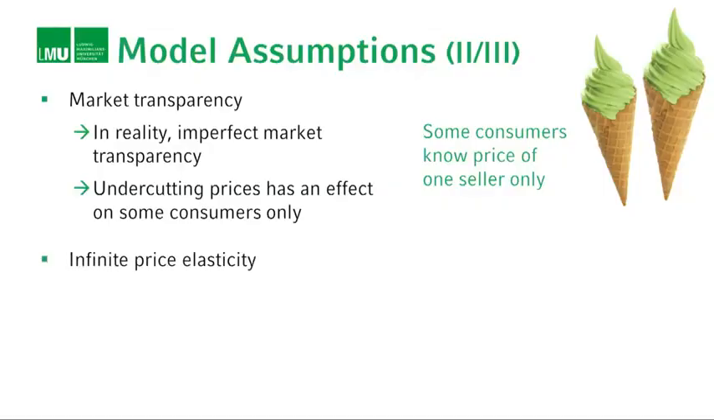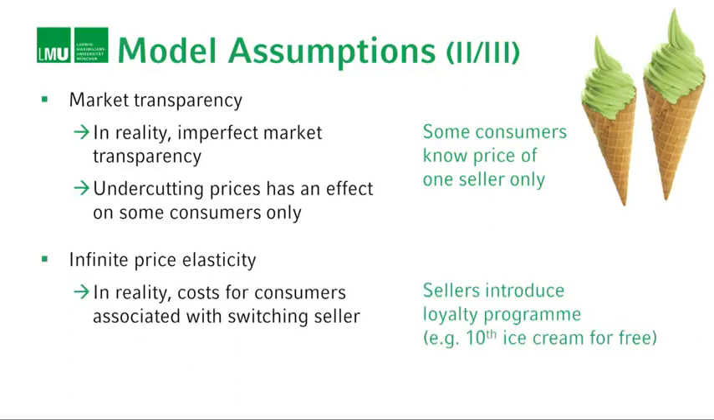We assumed infinite price elasticity. So in reality, if we think about this, there are costs for consumers associated with switching sellers. So sellers might introduce a loyalty program. So if you've bought 9 ice creams, you get the 10th one for free. It's another possibility. What is that going to do? It's going to mean that undercutting prices will have a limited effect.